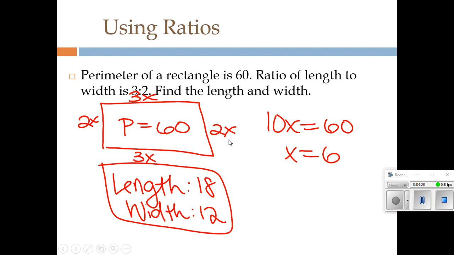So you're solving for the length and the width. In order to do that, you need to solve for x first. So you're going to do 3x plus 2x plus 3x plus 2x, which is 10x equals 60. That's the perimeter. Then divide each side by 10, you get 6. The length is 18 because 3 times 6 is 18, and 2 times 6 is 12. So you plug in the x and it's going to give you the dimensions.